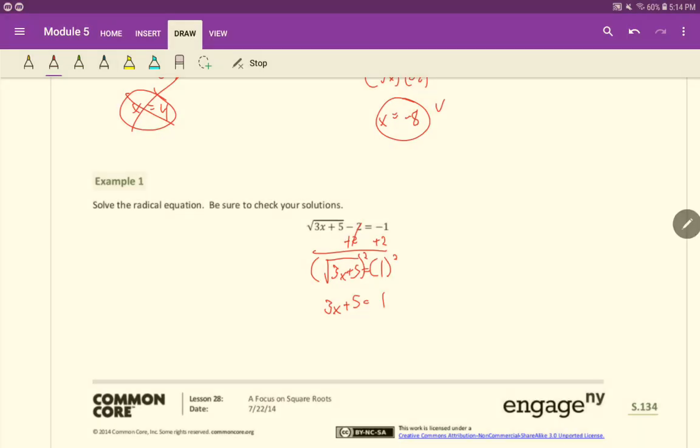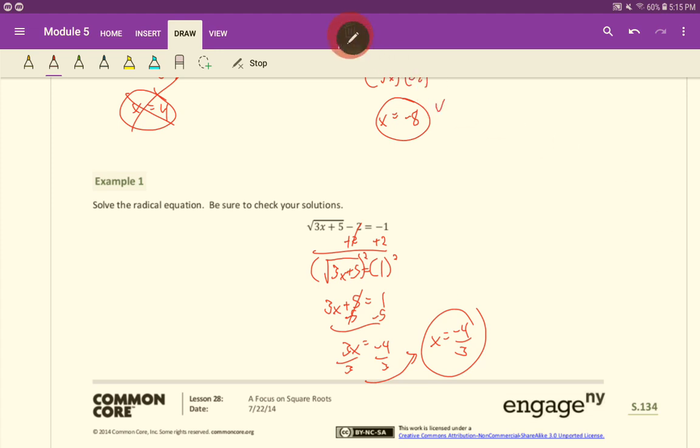Well, that's not too shabby, because now we can just subtract 5 on both sides. We get 3x equals negative 4, and divide both sides by 3. We get x equals negative 4 over 3. And there's our answer.